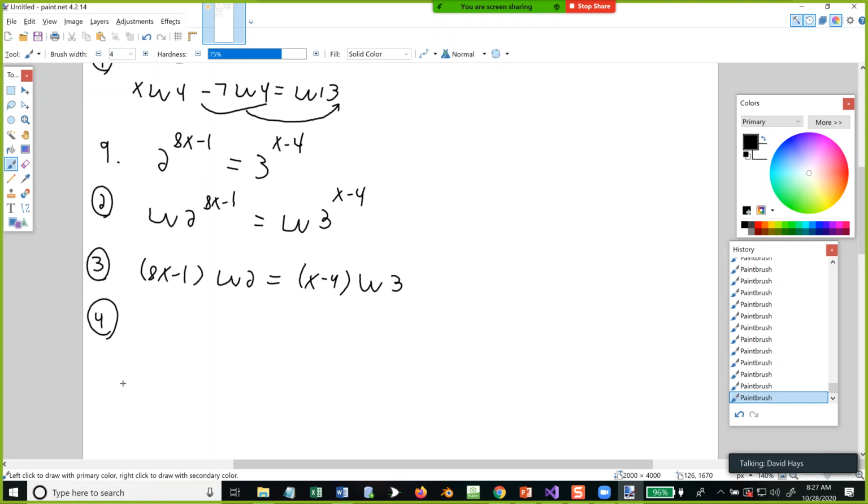Step 4, solve for x. This is a linear equation. First step, get rid of parentheses. And here we have numbers next to parentheses. So by the distributive property, we'll multiply that through. Same thing over here.